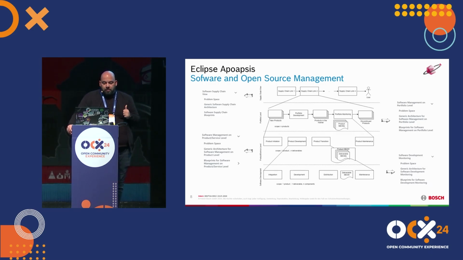So, for example, for the supply chain view that's on the top, you can actually go through the Eclipse Apoapsis guidance page, go through that level, and find your problem space. In the problem space, you will find information, for example, I'm a developer that needs this and this, or I'm an open source officer that has a certain problem and I want a solution for that problem. And it works like that on every single level.